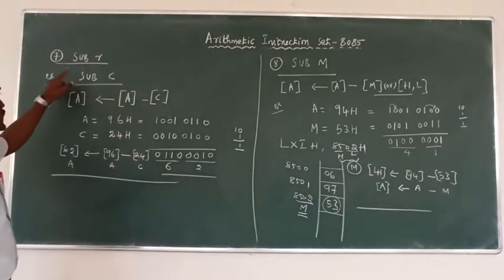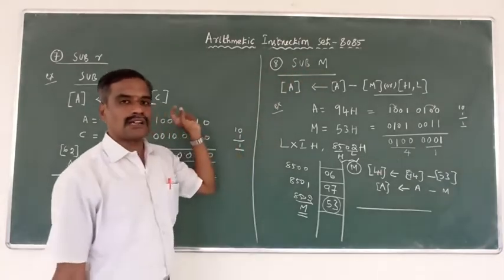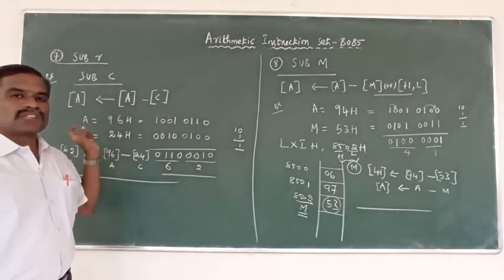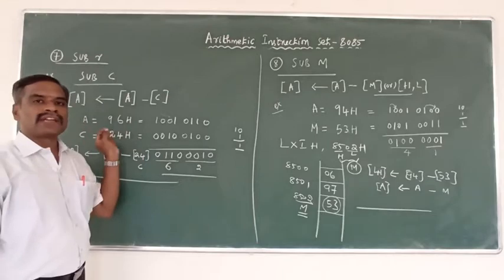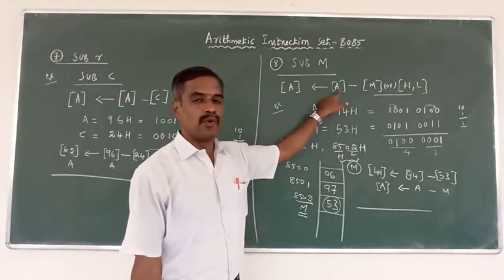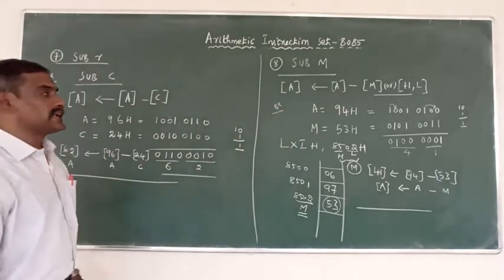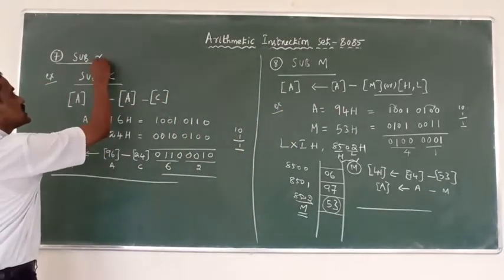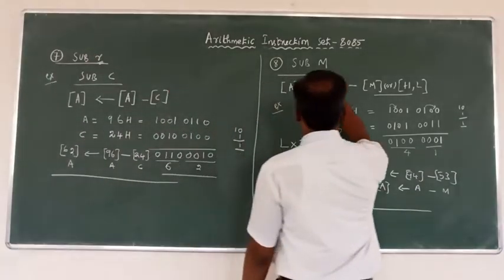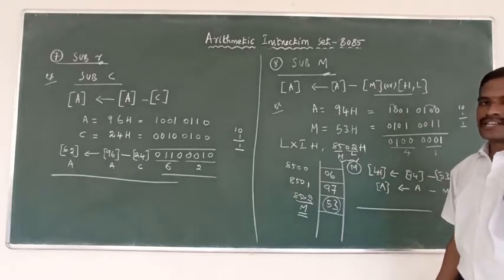Here SUB R and this is SUB M. Both are to subtract the two 8-bit data. Data 1 is always the accumulator. Both data 1 will be the accumulator. The second data will be either a register or a memory address location. Okay.